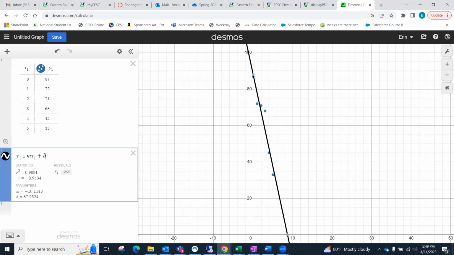The tilde in Desmos serves as an equal sign, and then the y1 has to be the same as the y1 in the chart. So if your y in the chart says y sub 2, you're going to put y2. Same thing here. X1 has to be the same in this equation. And then it tells you what your slope is and what your y-intercept is. So when I'm stating what my equation is for my line, my equation is y equals negative 10.1143x plus 87.9524. So it gives you your coefficients that you need to use for your equation.